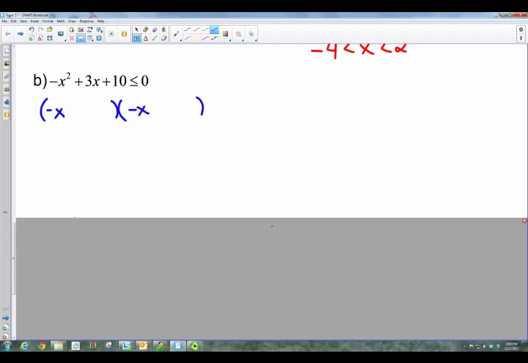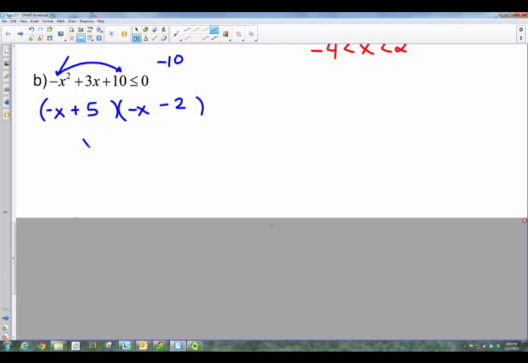Okay, remember, anytime it's not a positive 1 there, you have to put this term here. Now we take this negative and multiply across. That gives you a negative 10. So two things that multiply to negative 10, add up to 3, are going to be positive 5 and negative 2.